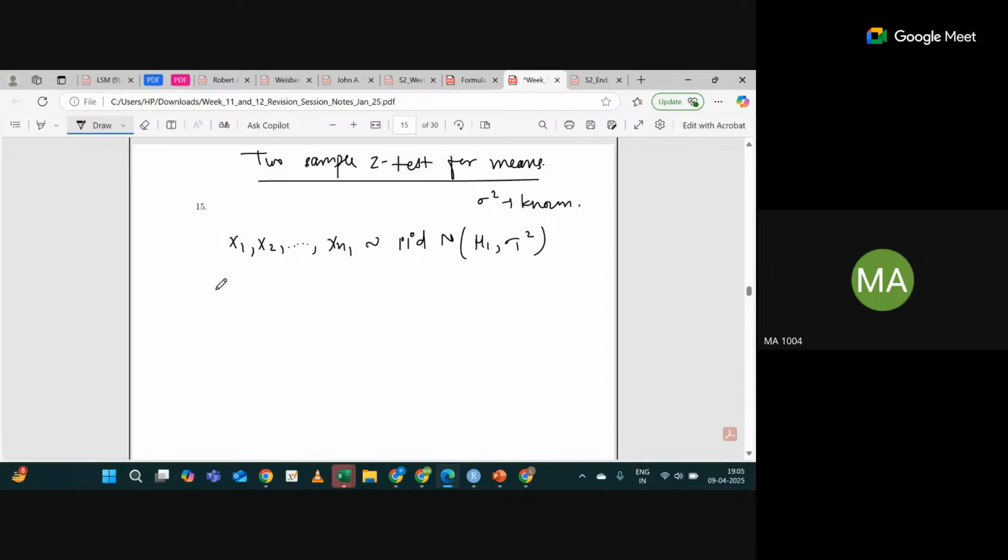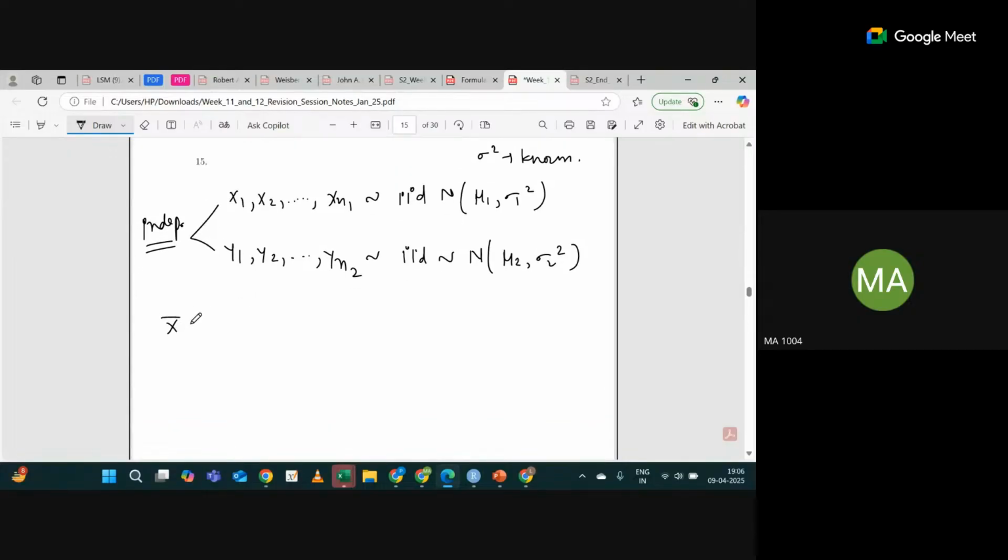And there is another sample which is y1, y2, and so on till yn2. So n1 and n2 represent the size of the samples. This is IID normal with mu2 and sigma 2 square. Another thing is that these two samples are independent. Now tell me, what will be the distribution of x bar? Normal with mean mu1 and variance sigma 1 square divided by n1. And y bar is normal with mu2 and sigma 2 square divided by n2, right?